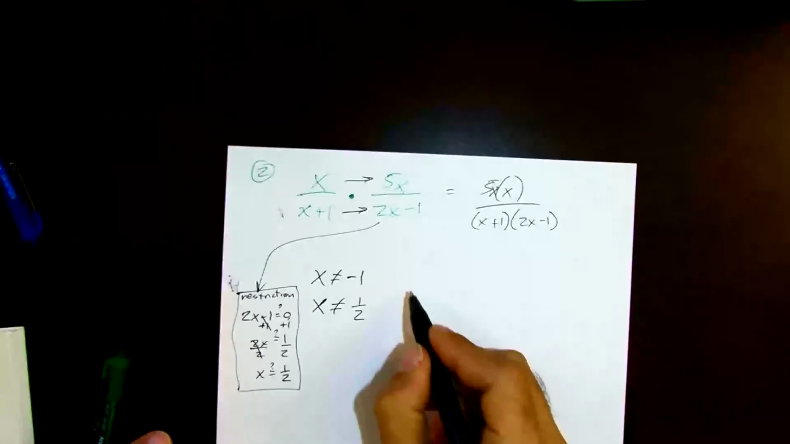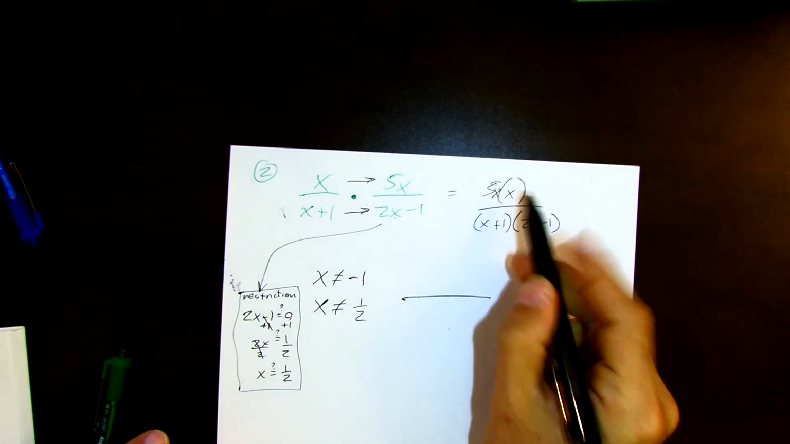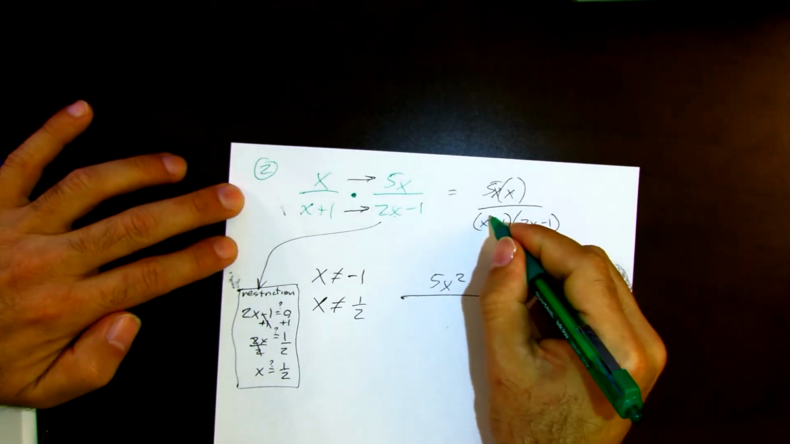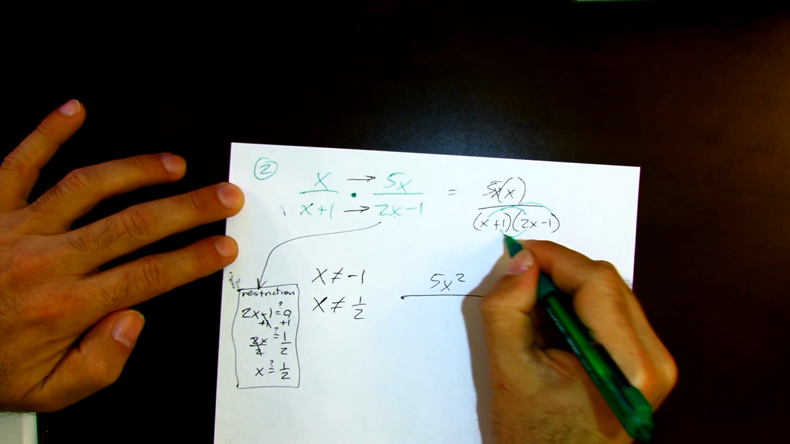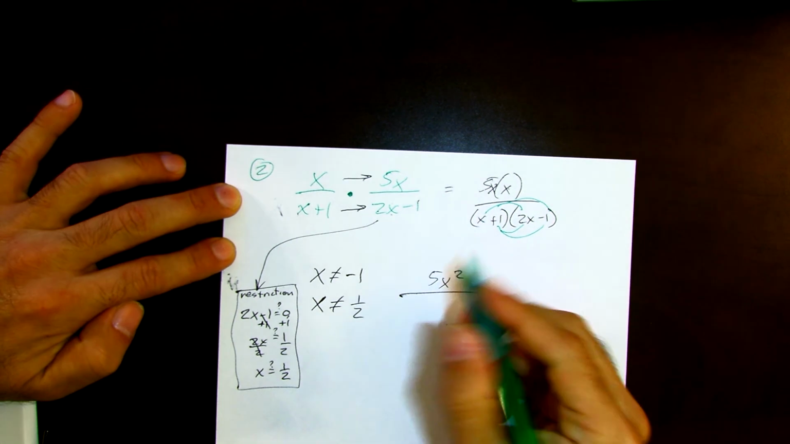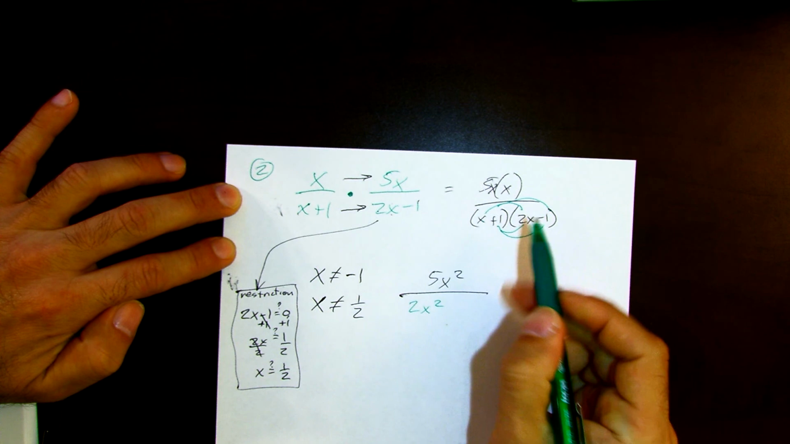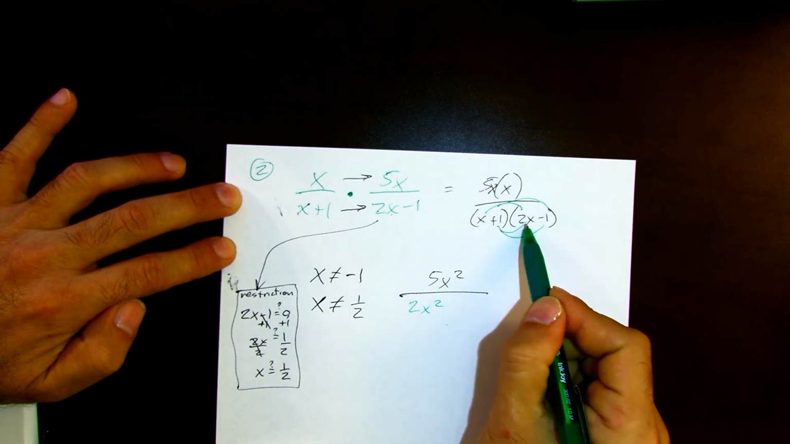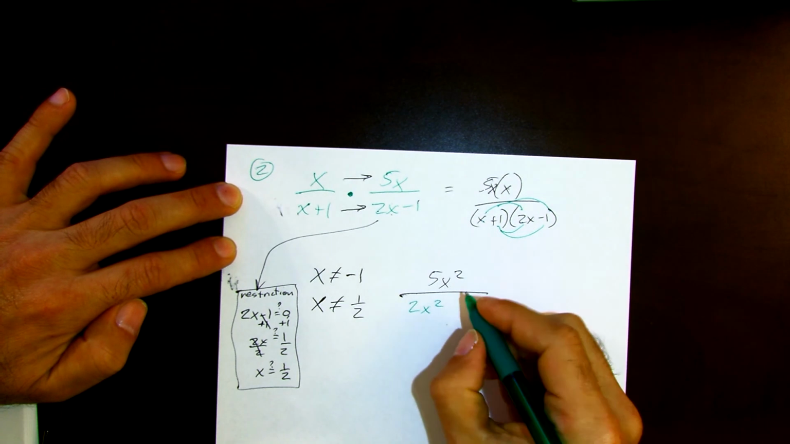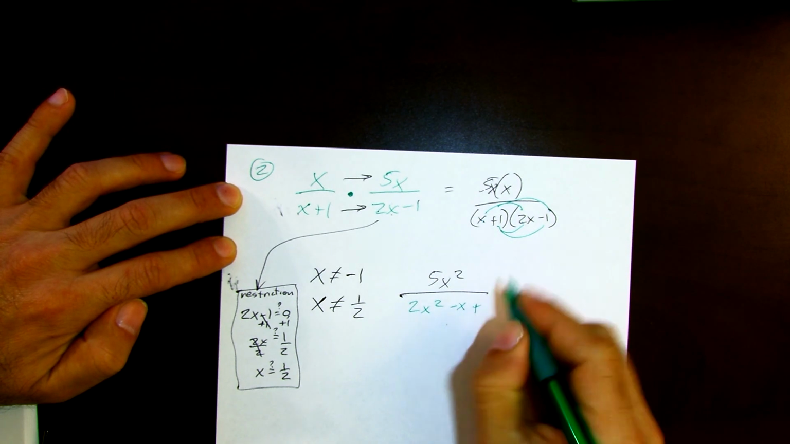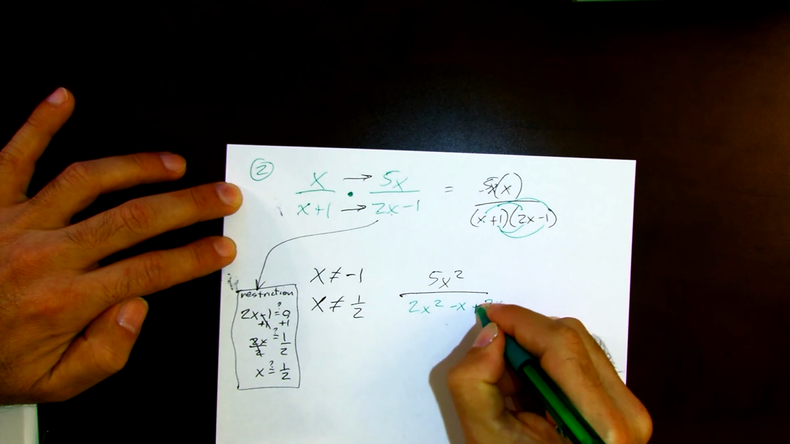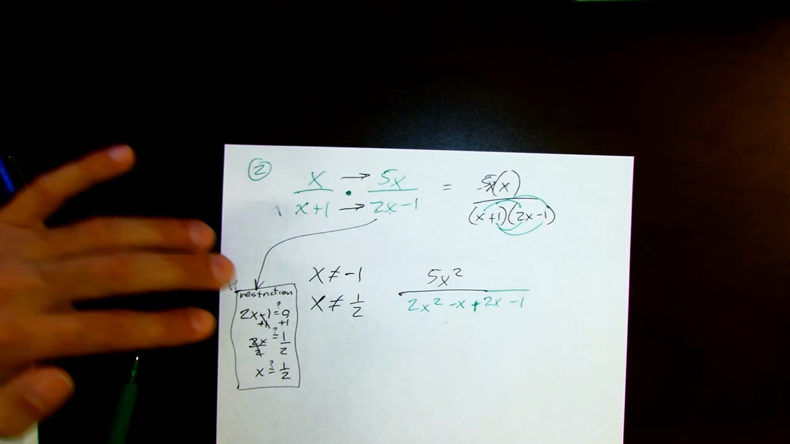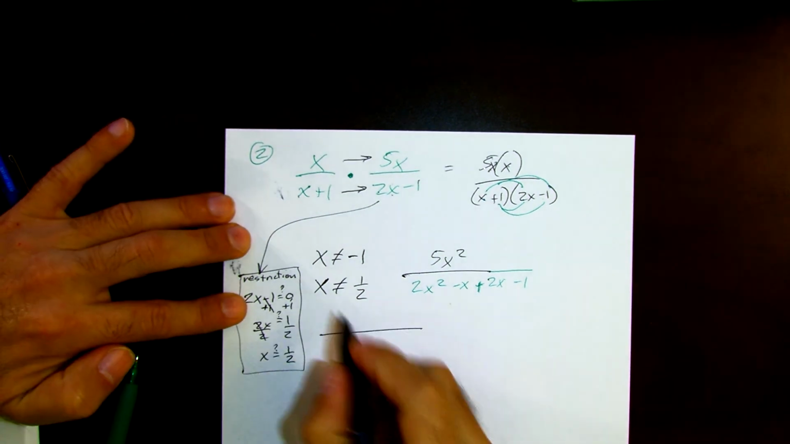Now let's go ahead and get our final answer down here. 5x times x, 5x squared. This is a little bit of FOIL first, outer, inner, last. So we'll go x times 2x, 2x squared. Outer is going to be -x. Inner is positive 2x. I'll write it again. So -x, and then on the inside, 1 times 2x is 2x. 1 times -1, -1. So our final answer is going to be 5x squared.